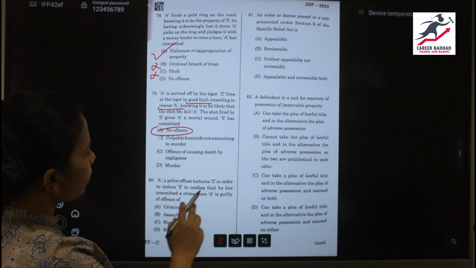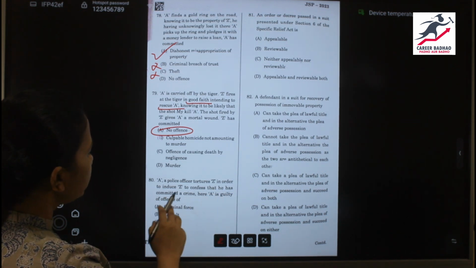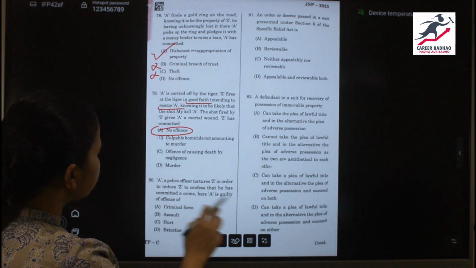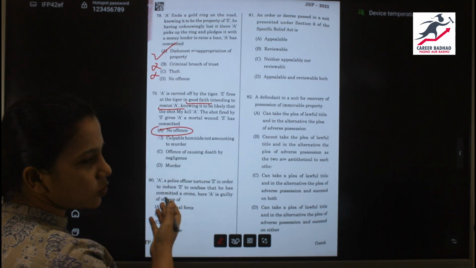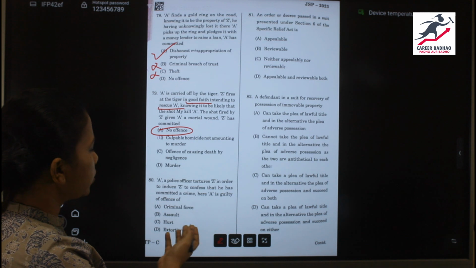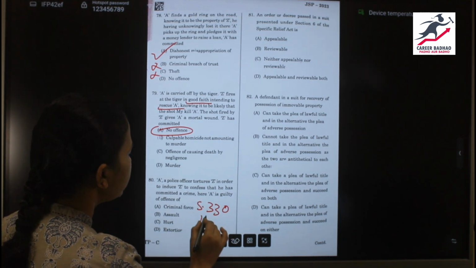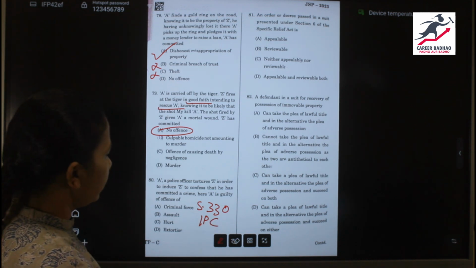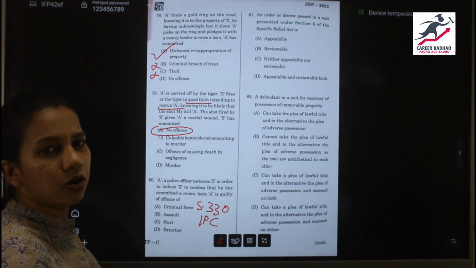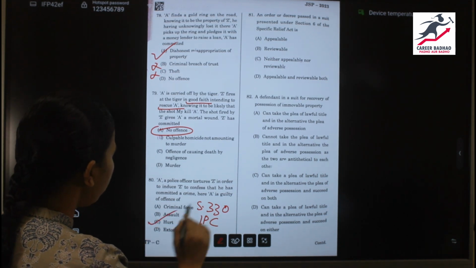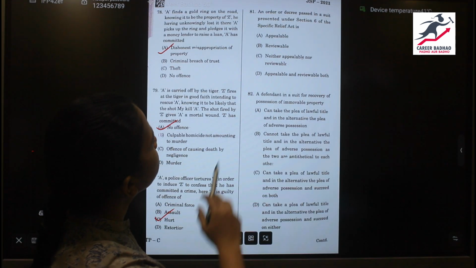A police officer tortures Z in order to induce Z to confess that he has committed a crime. Here A is guilty of the offence of... So this is also an illustration question. If you refer to section 330 of IPC, you can find that this is related to voluntarily causing hurt in order to extort confession. So here the correct answer would be option number C. Move to question number 81.